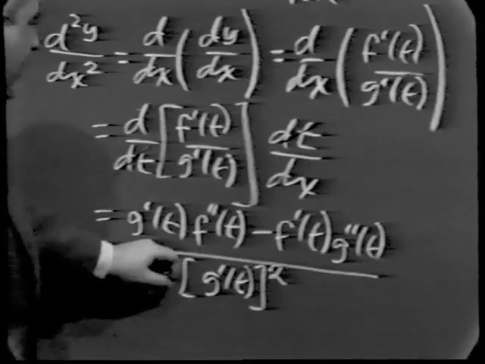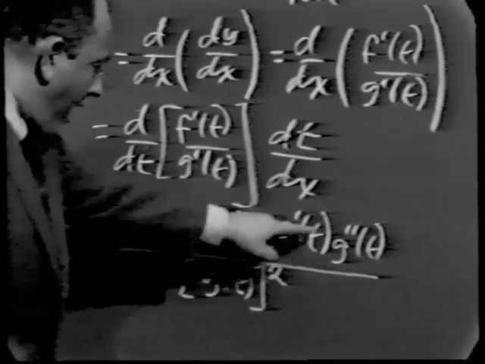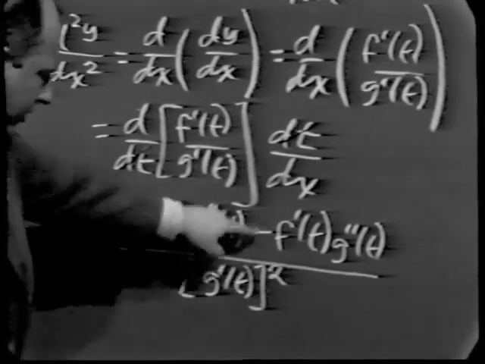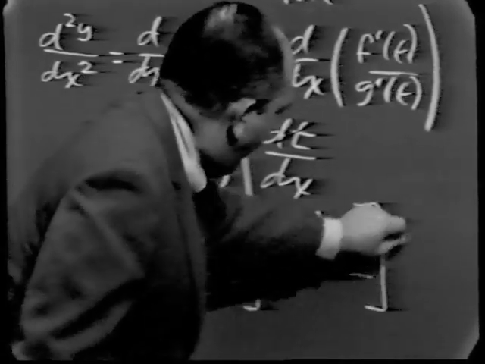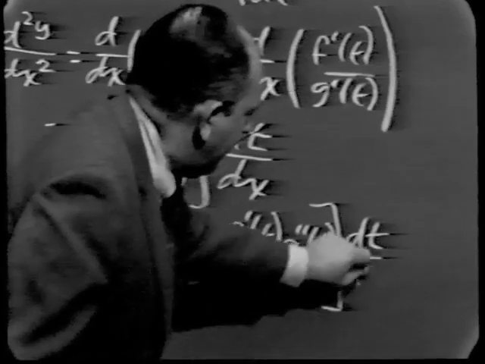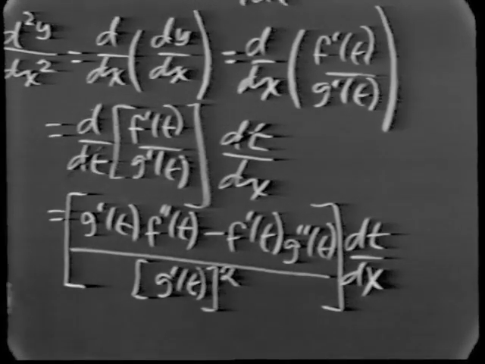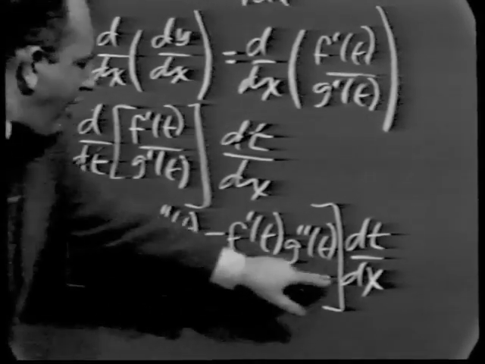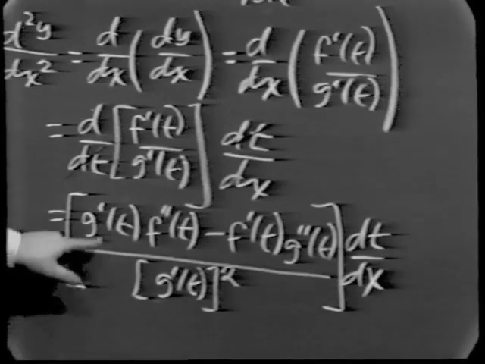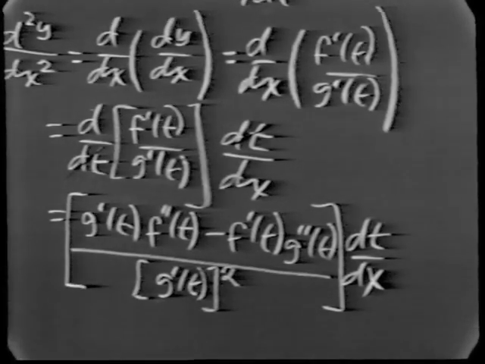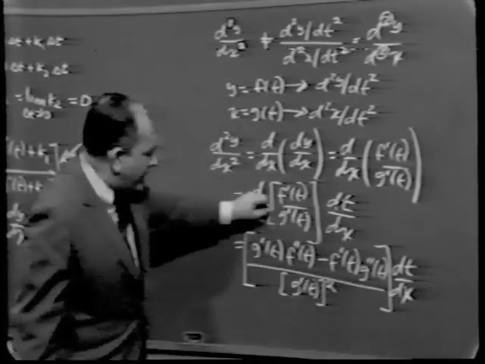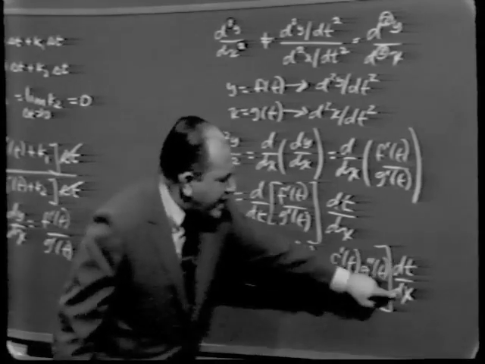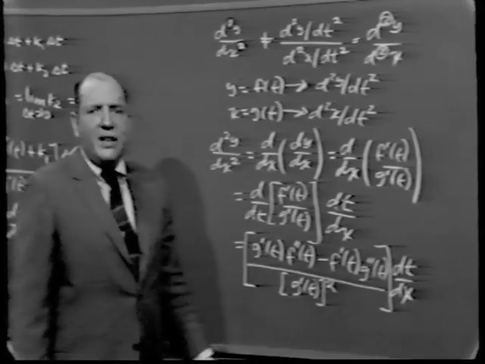Now that's a mess by itself, meaning computationally it's not that obvious. There's quite a bit of work to do here. And then that whole thing must be multiplied by dt/dx. And this is how one goes around finding the second derivative of y with respect to x in terms of parametric equations. And more than once, if you're not careful, you're going to find yourself making serious mistakes by forgetting to put in this factor of dt/dx.